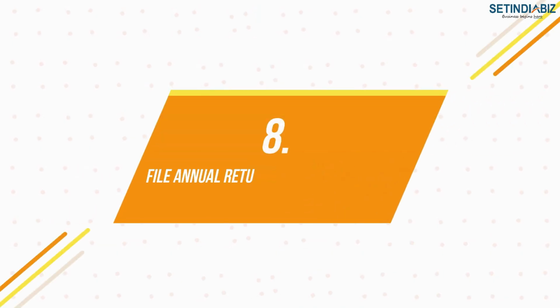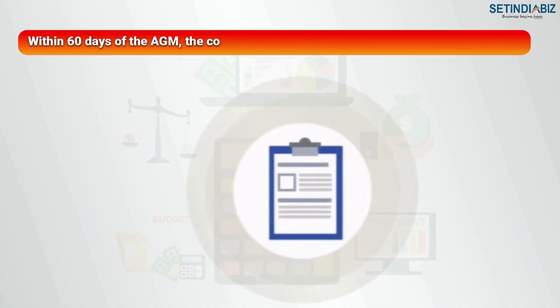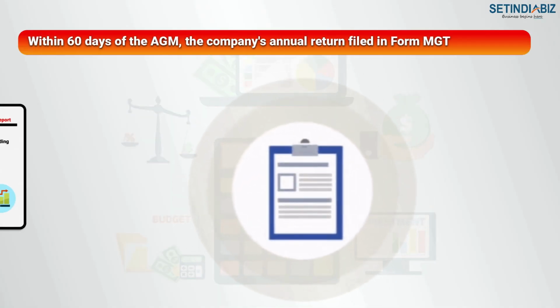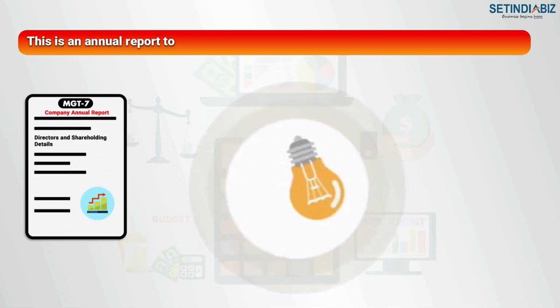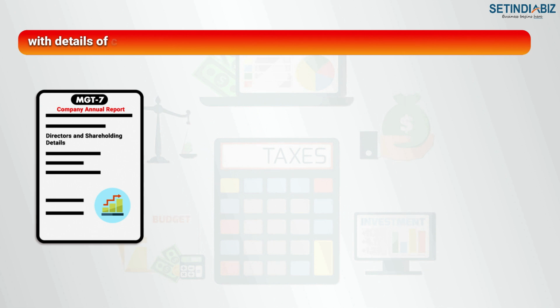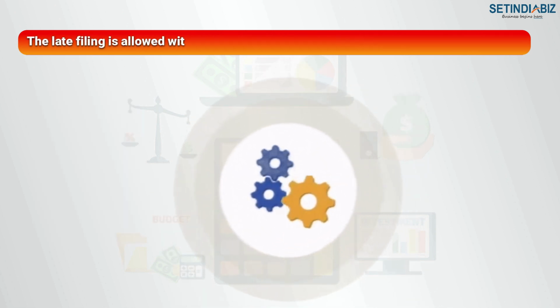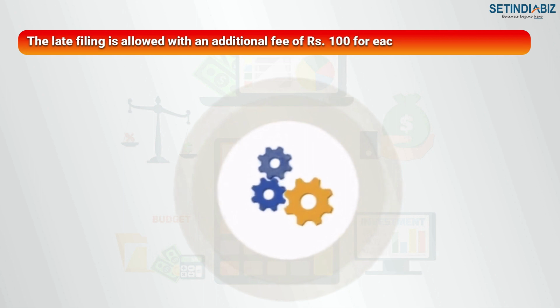8. File annual return of company in MGT-7. Within 60 days of the AGM, the company's annual return is filed in Form MGT-7. This is an annual report to the ROC about overall corporate standing of the company with details of changes of directors and shareholding details. The late filing is allowed with an additional fees of ₹100 for each day of delay.